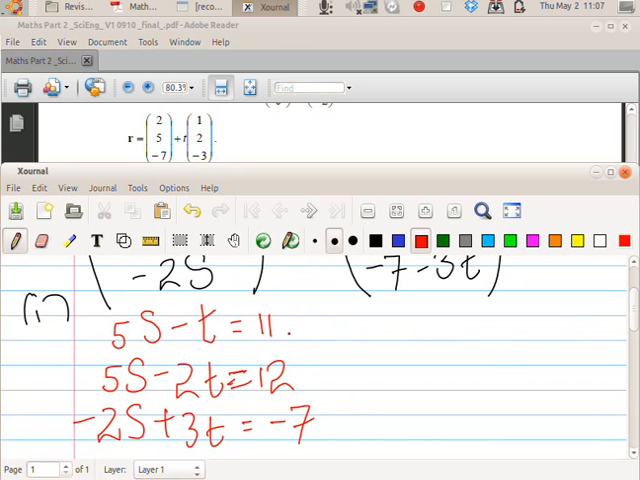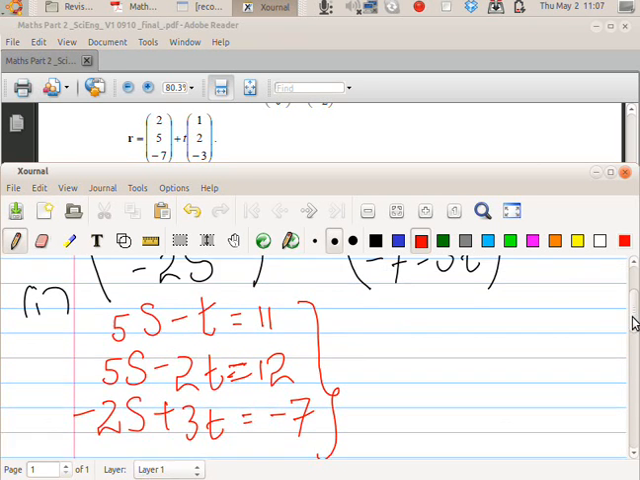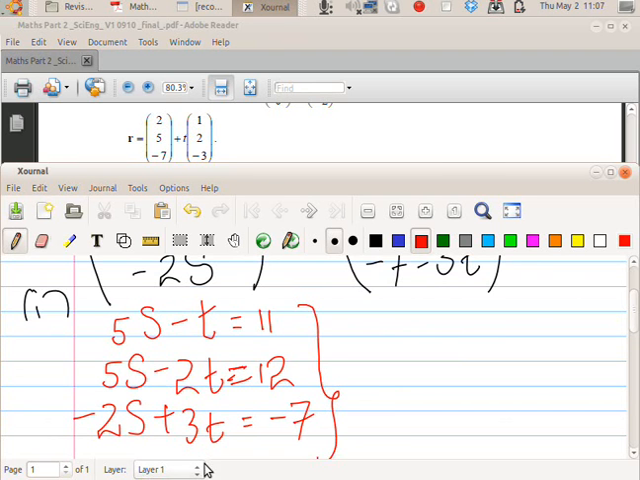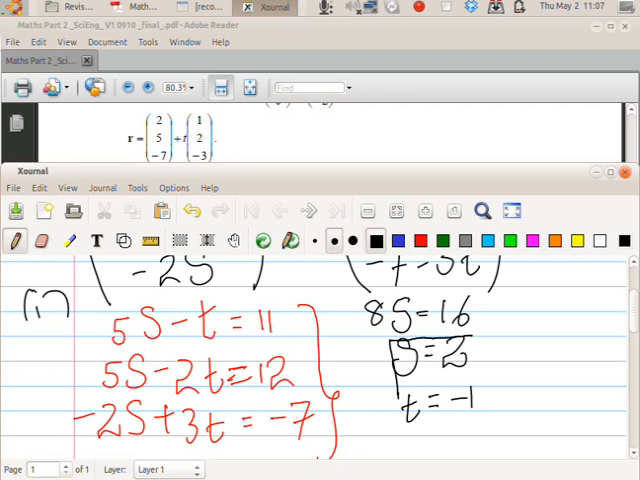Now you notice, Jeff, that the quick way to solve this, now there are many ways to solve it, but if you add these together, all the t's will cancel. Negative 3 plus 3. So you get 8s equals 16, so s equals 2, and then t would be minus 1. So s is 2 and t is minus 1.